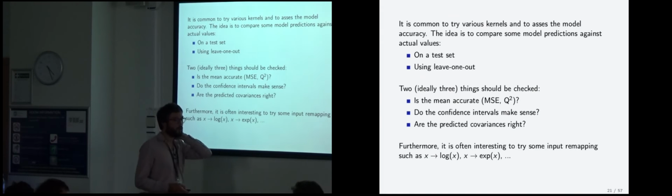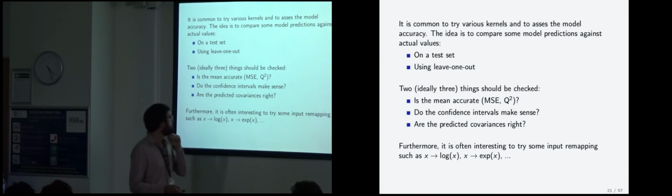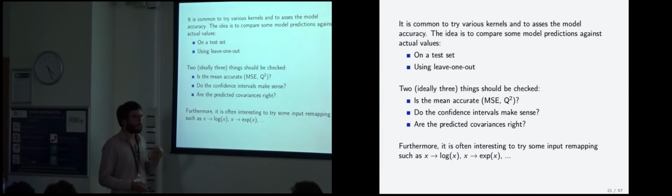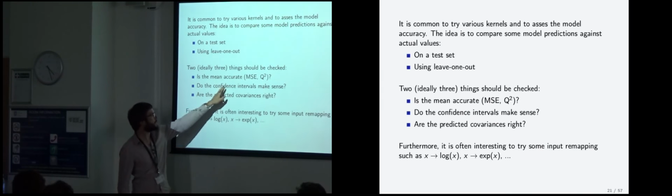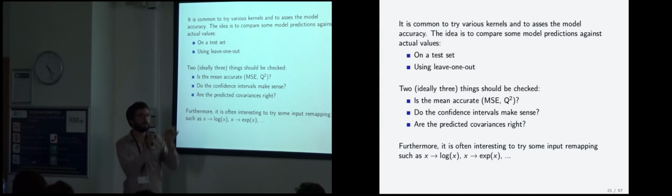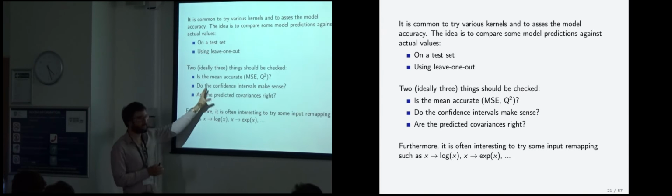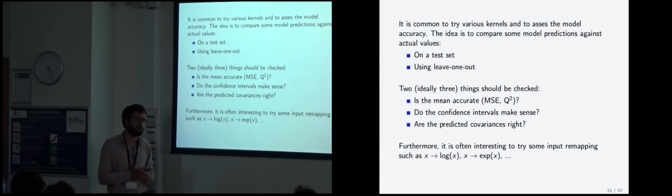Yes? You mentioned that confidence intervals make sense and predicted covariances are right. So this is to see if your pointwise uncertainty is right. And this is to see if your model also predicts covariances between two test points. You should also check if this predicted covariance is right. You can have models where the confidence intervals are right, but where the predicted covariances between 2 points are wrong. It's a bit similar, but it's also a bit different.